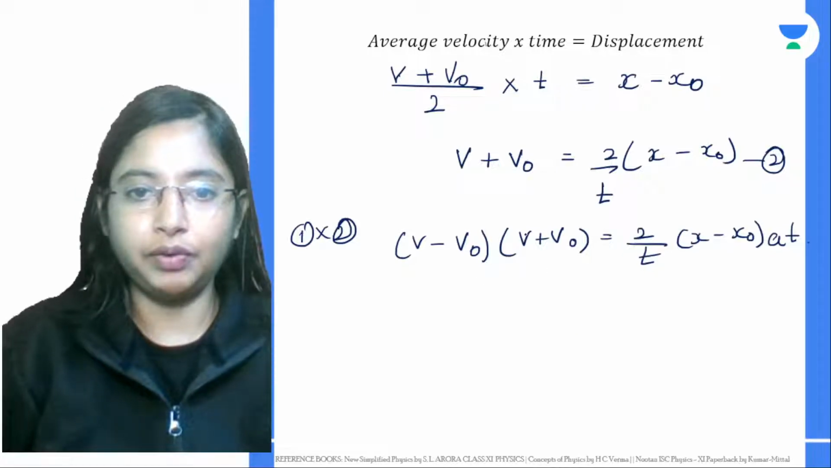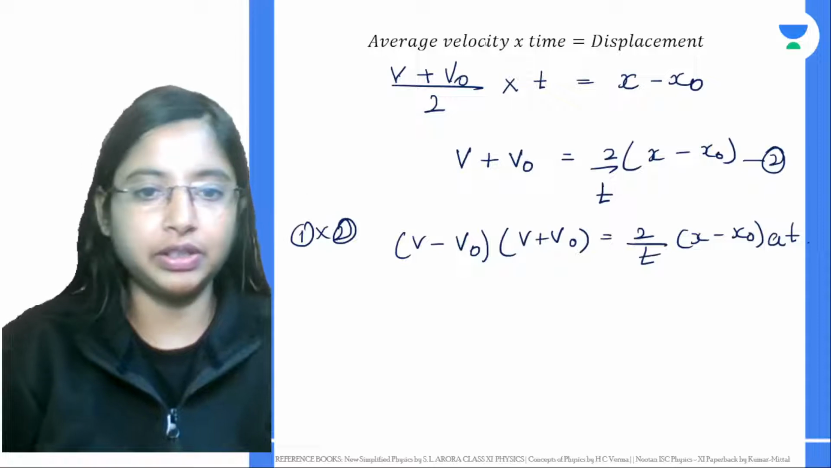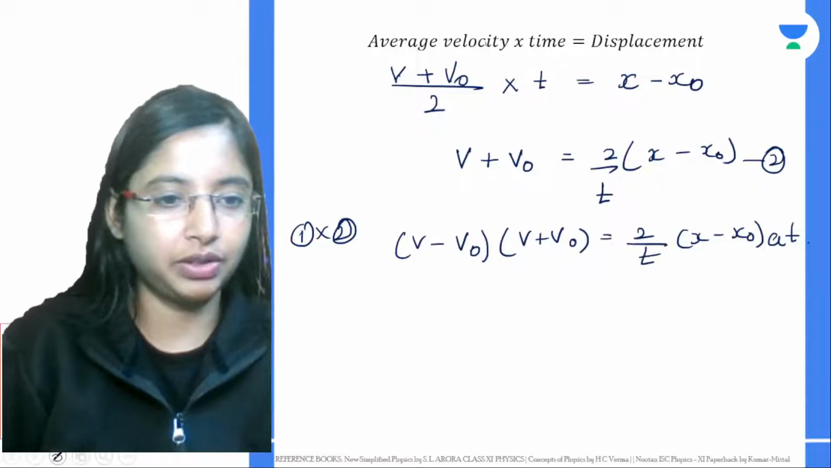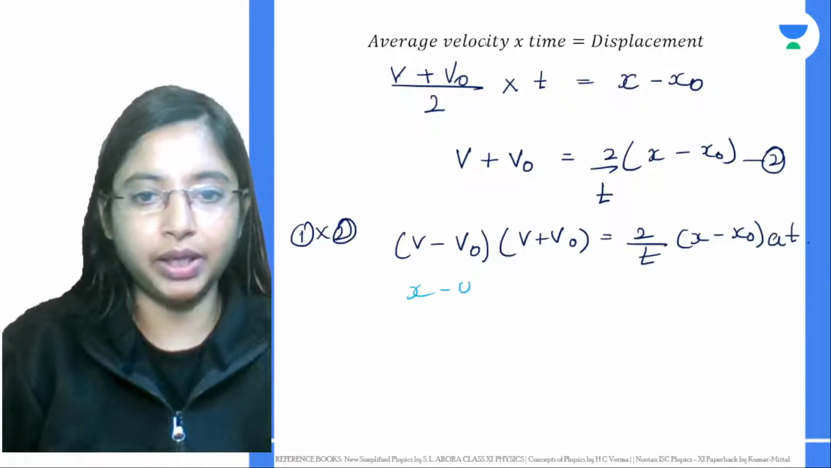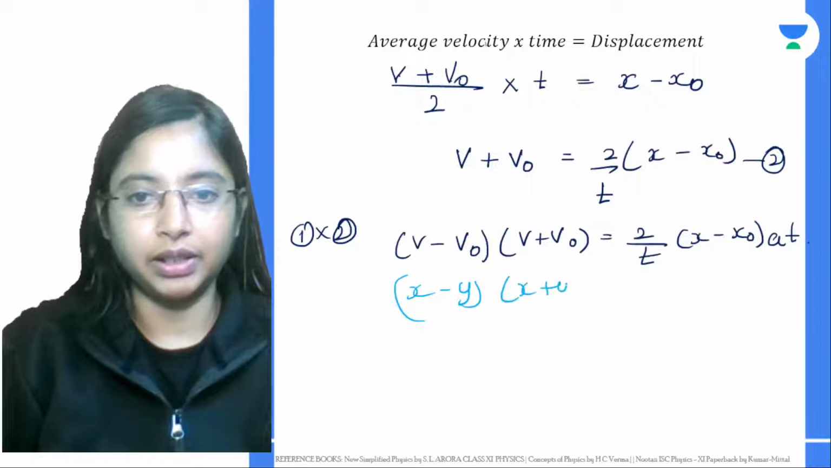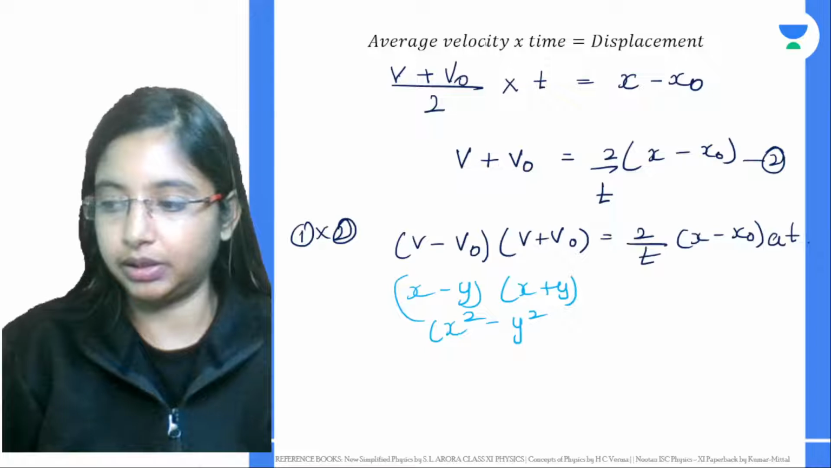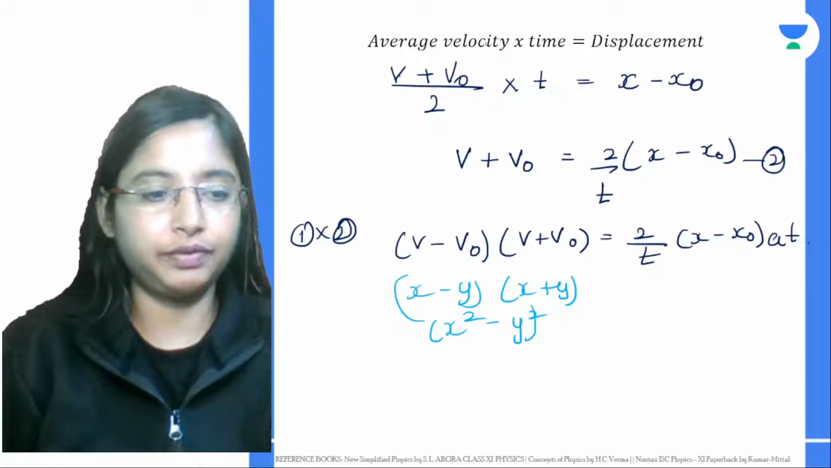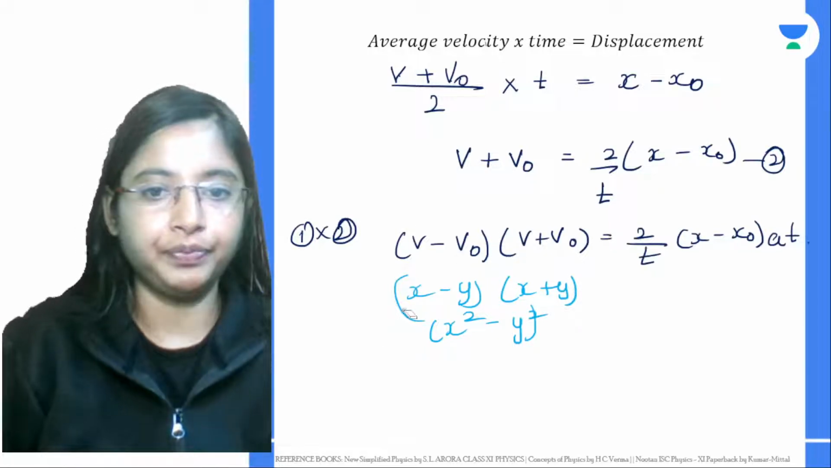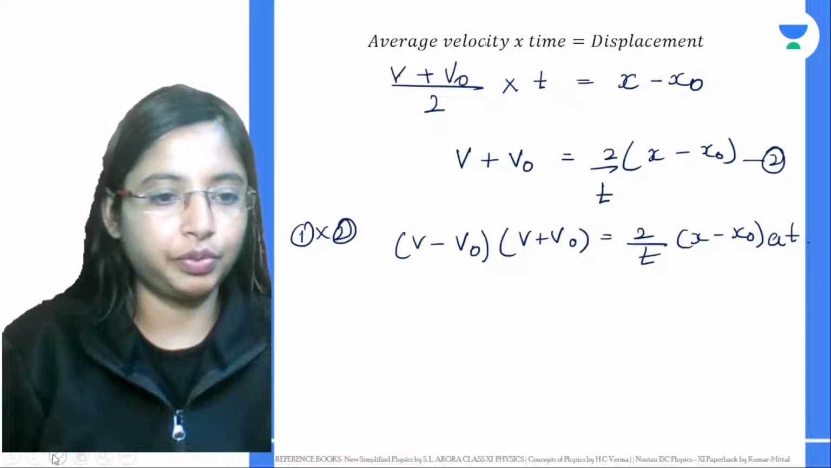Okay, so let's solve for this. This is x, v minus v naught and v plus v naught. What equation is this? This equation is in the form x minus y and x plus y, and the equation is x square minus y square. So we can write this v minus v naught in the same form.